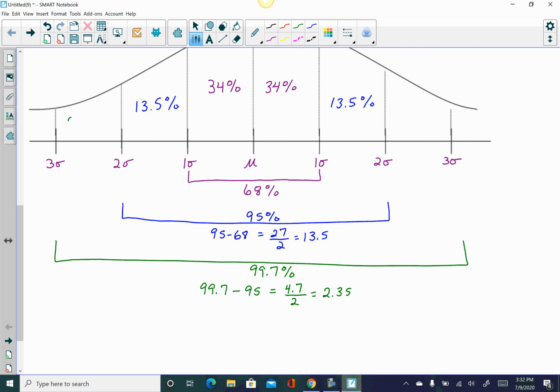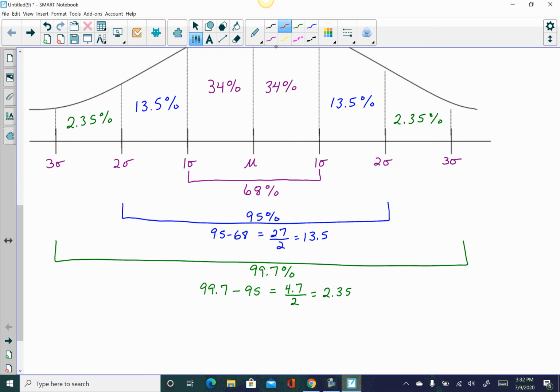So 2.35% of your data is between here and here. So virtually, almost all of your data falls between 3 standard deviations above and 3 standard deviations below. And when we say virtually all, it was 99.7% of your data. So that means there's a minuscule amount that lies above 3 standard deviations and below 3 standard deviations.